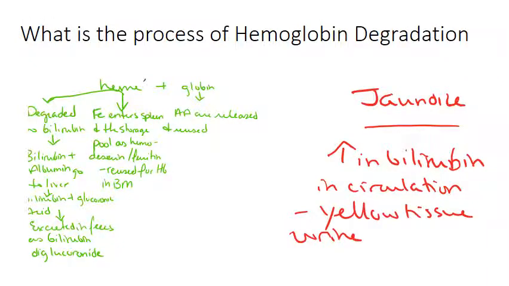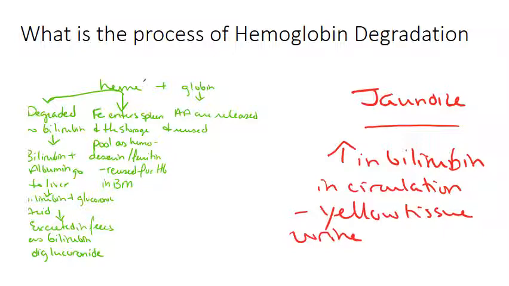Hemoglobin degradation. At this point in time, remember, 120 days, about 4 months, the red blood cell has run its course. It's time to be recycled in the liver, in the spleen primarily, or into the bone marrow. So we need to recycle the hemoglobin. It's a very valuable protein because we have so many red blood cells. That's a lot of blood cells. So we're going to want to recycle our hemoglobin because it takes too much energy and too many resources to recreate the wheel every time.